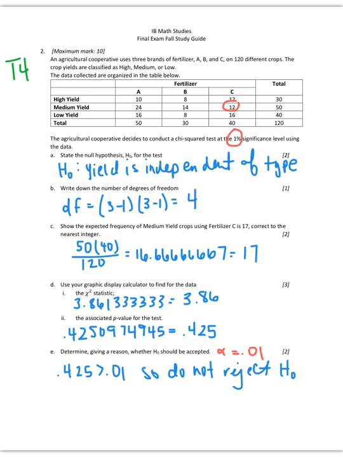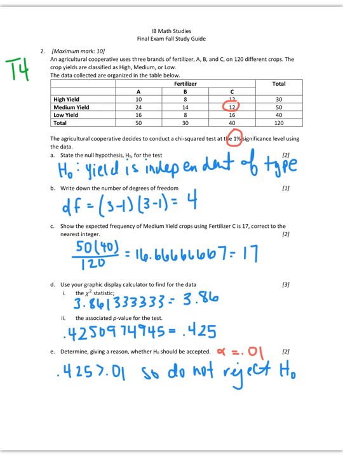Part A wants us to state the null hypothesis. So null is always independent, so yield is independent of the type of fertilizer. Part B wants us to find the degrees of freedom. So that's your rows minus 1 times your column minus 1, so 2 times 2 is 4.